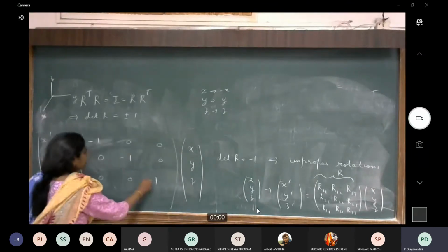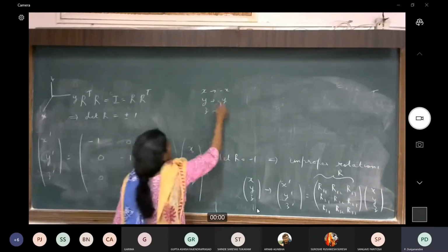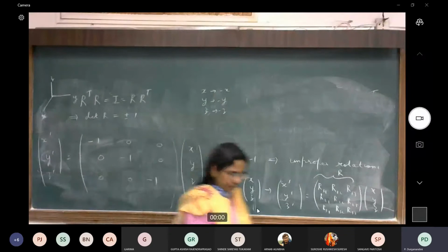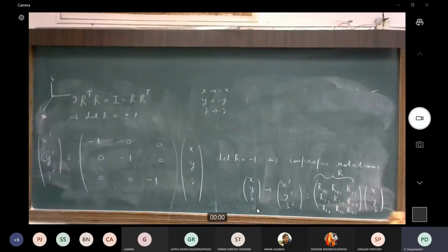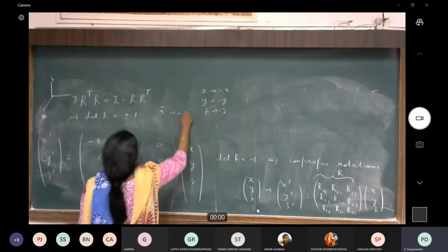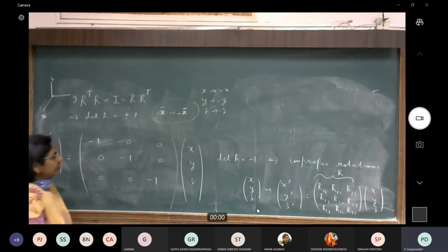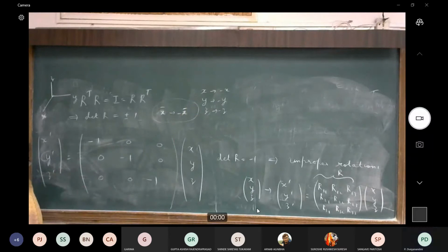I could also put this. In that case, what I'm doing is completely an inversion. This is known as a parity transformation or an inversion transformation. Because now I'm doing x goes to -x, y goes to -y, z goes to -z, or r goes to -r. So this is known as an inversion transformation or a parity transformation.